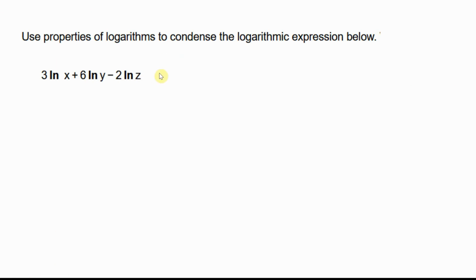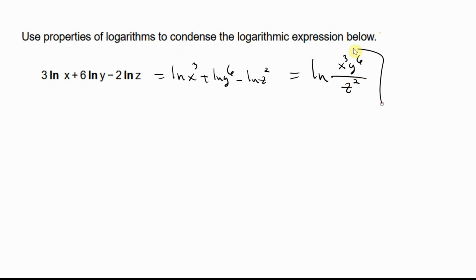Okay, more of the same. This is natural log of x to the 3rd plus the natural log of y to the 6th minus the natural log of z to the 2nd. Now, if it's plus, it becomes multiplication. If it's minus, division. So I have just 1 unit. This is the natural log of x to the 3rd times y to the 6th, minus sign means divided by z to the 2nd.